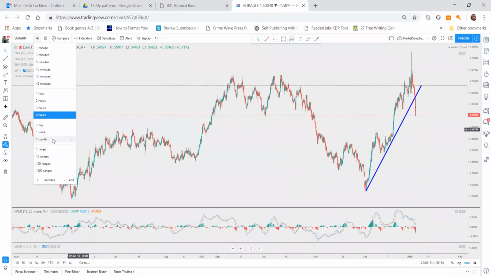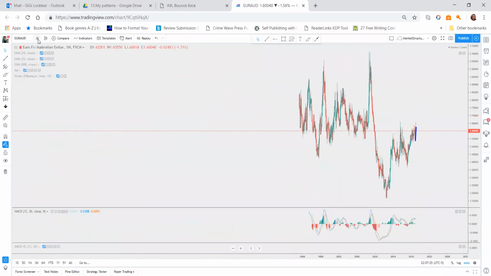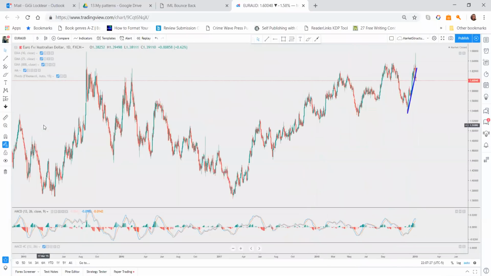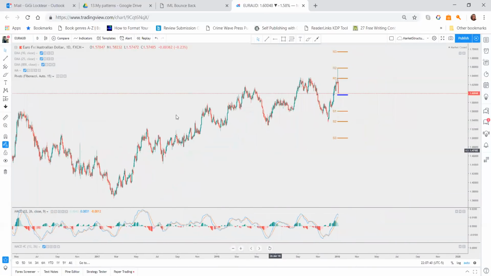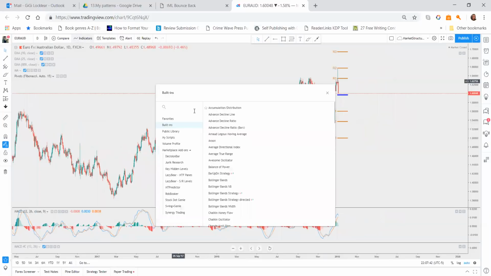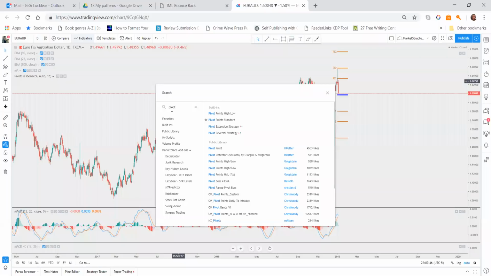If you're not good at marking supply and demand, go to your daily. There's a pivot tool. You can turn that on. Take everything off here. All right, go to your daily, turn on the pivots, and I'll show you which one it is. You go to indicators, because this will draw some supply and demand zones for you. Go to pivot points standard, okay?